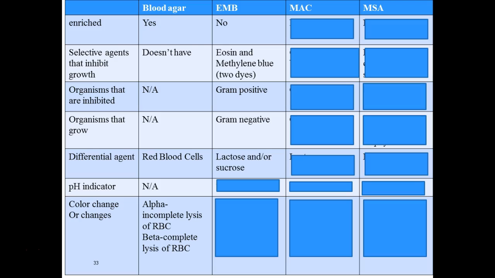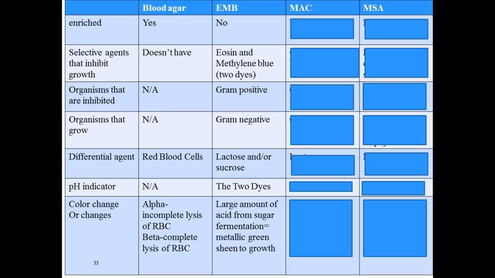And then, as I said, in our lab, we use the formula that just contains lactose. We're just asking that one question. Is there a pH indicator in this media? The two dyes. Yeah, the two dyes act as the pH indicators. And what type of colors are we looking for here? And what does it tell us? It tells us lactose or sugar fermentation, right? And you're going to get metallic green sheen for those really strong fermenters, like E. coli. But you also see pinks and purples.